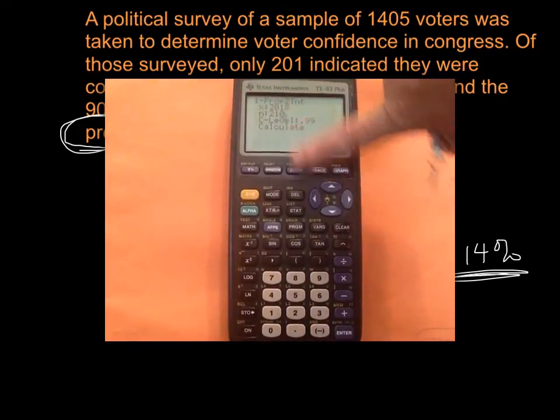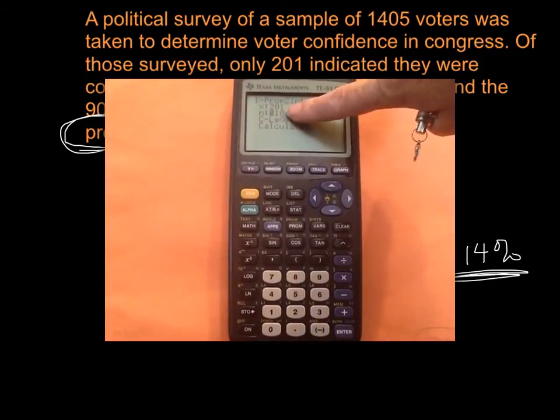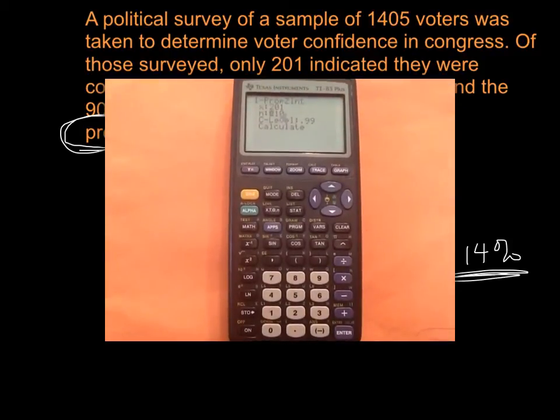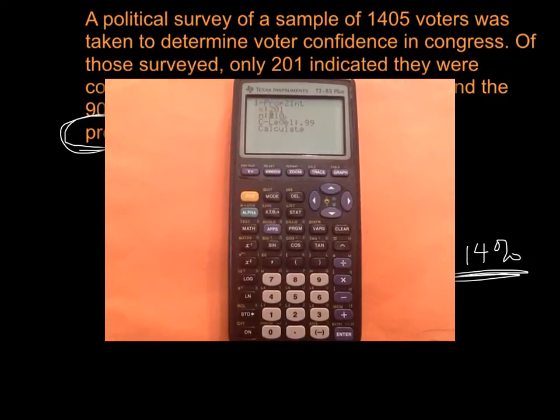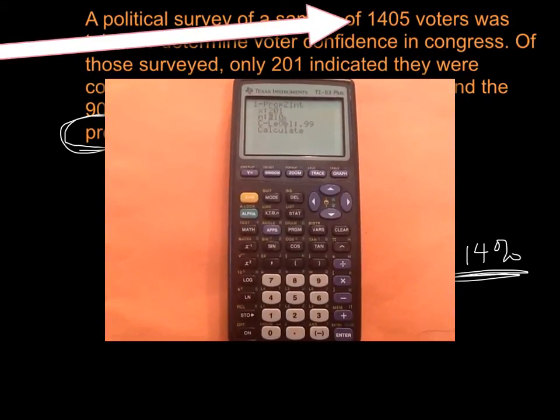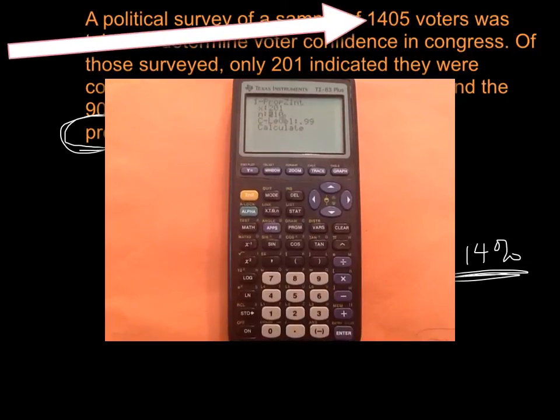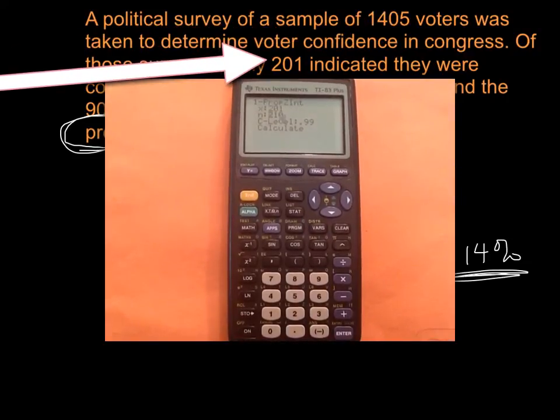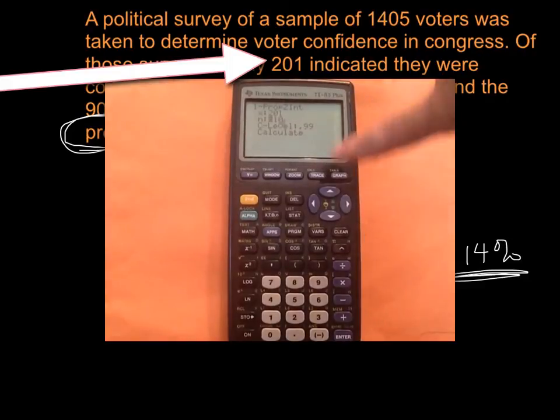So x is 201. n is the total people in your survey. In this word problem, it was 1405, right? There it is right there. So that's our total n, and then here's the 201. That's our x value.